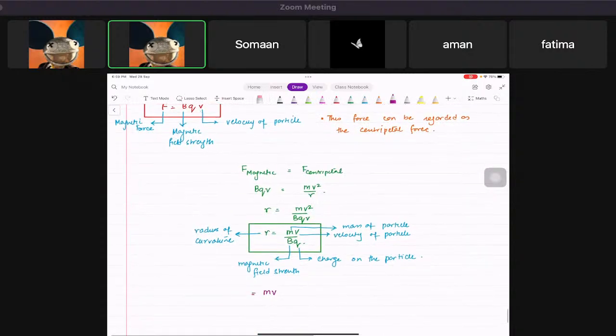Now I want to know what mv is. Who knows what mass times velocity is? Please don't say no. That's not fair. Momentum, sir. So this is the momentum of that particle. Now we learn something very important: the radius of curvature depends on the momentum. The magnetic field is going to stay constant and the charge on the particle will stay constant, but the velocity and the mass of the particle are going to be very important.